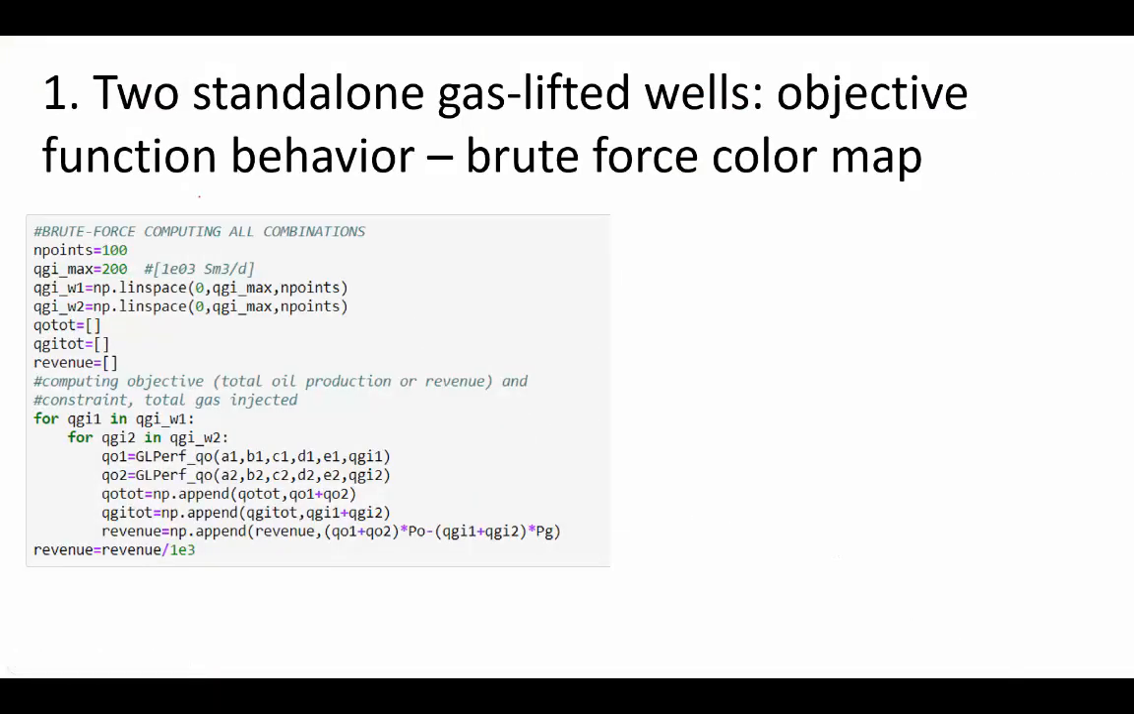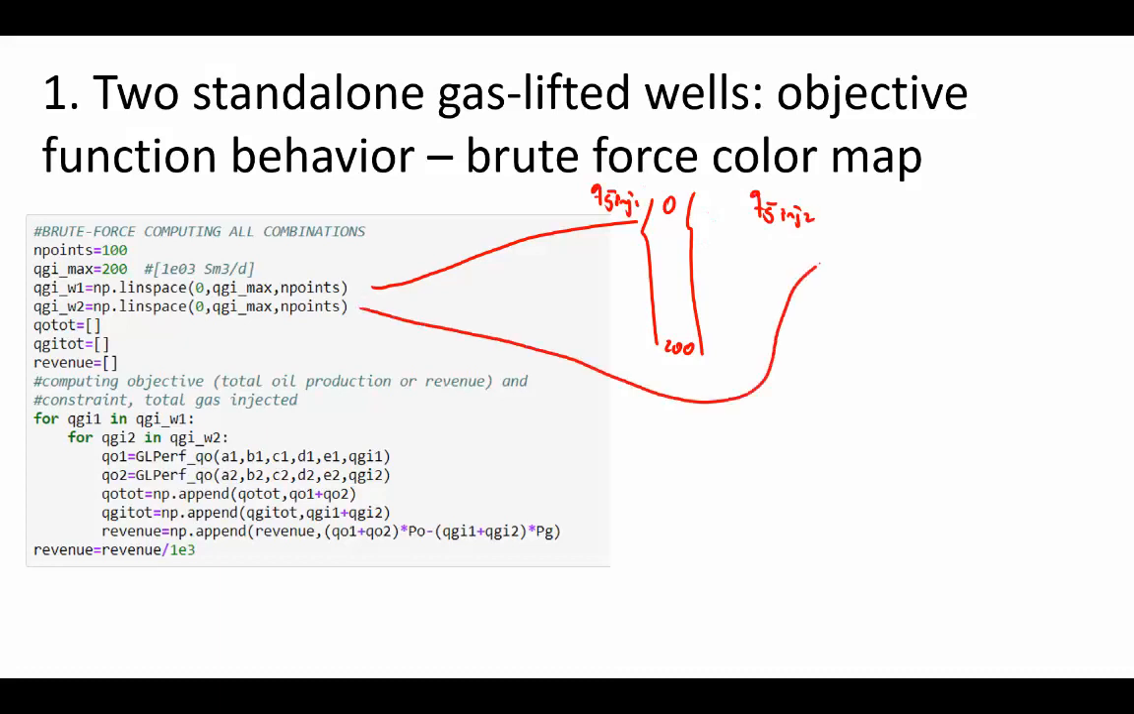Okay, number of points. These are the two vectors. So from 0 to the last one will be 200 in this case, and you have 100 points. It will be Q gas injection 1 and Q gas injection 2, this guy here. Then these are some empty vectors I have for the results.